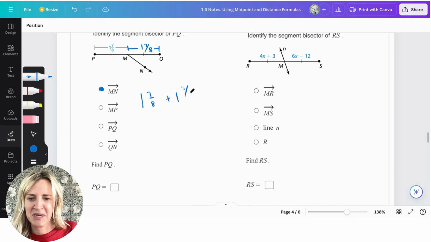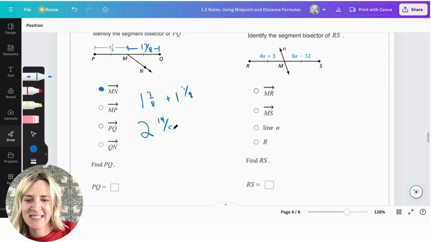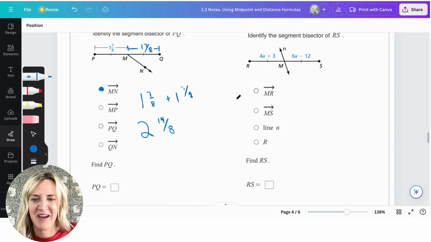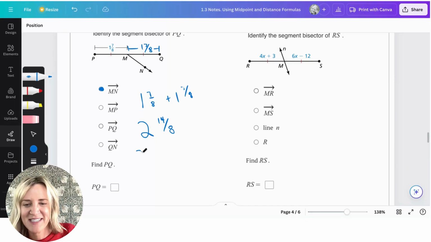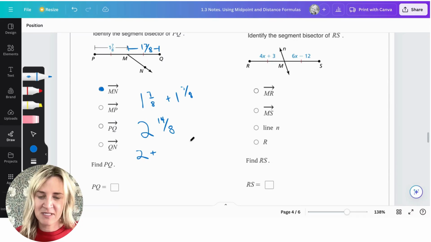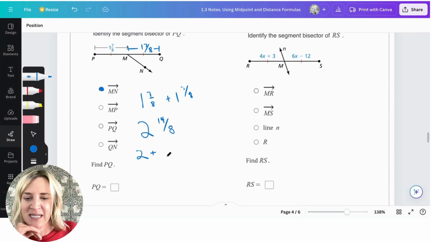Little fraction work here. Honestly, I run from fractions too. 1 plus 1 is 2. 7/8 plus 7/8 is 14/8. So we have 2 and 14/8 from here. Get your calculator out. 2 plus 14/8. 14/8 is improper, so we're going to divide that in. 8 goes into 14 one time, and the remainder would be 6. So 1 6/8. We add those together, and we have 3 6/8.